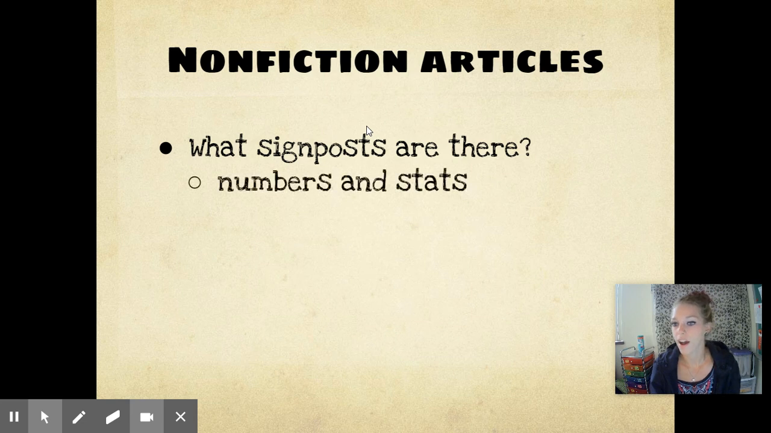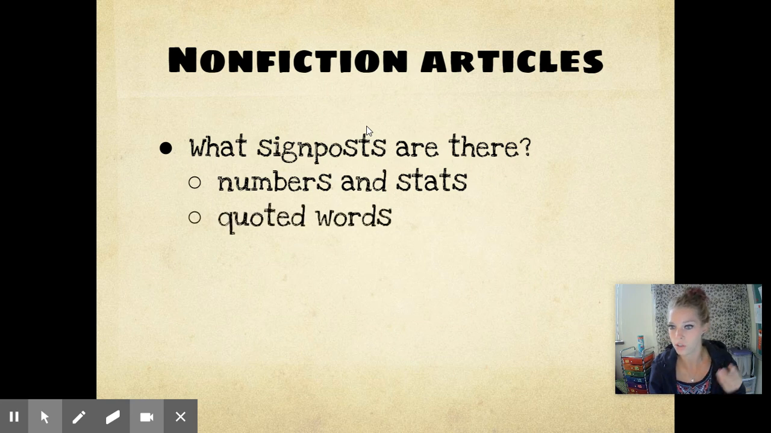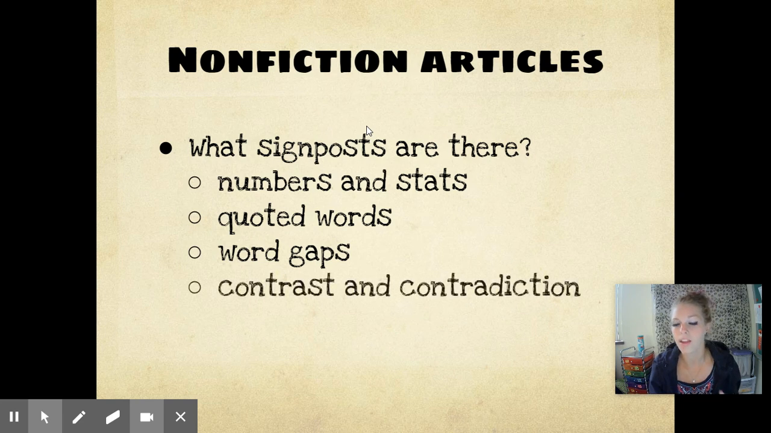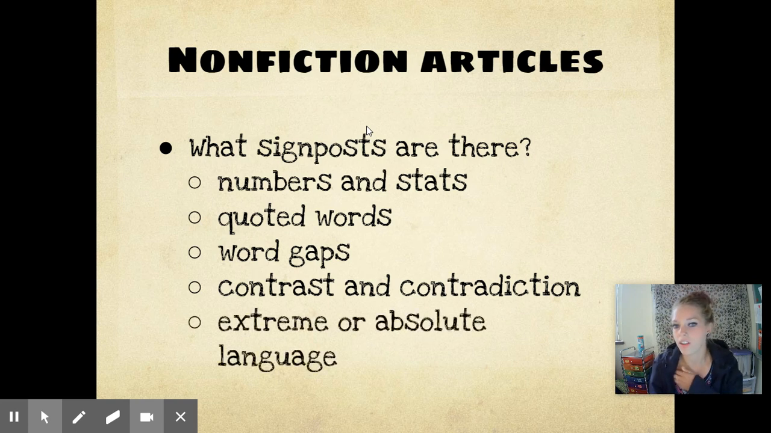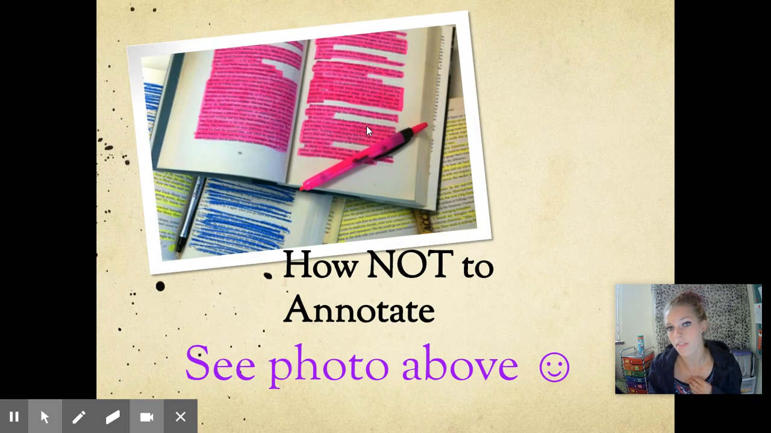So we talked about these 5 signposts. So the signposts and annotation go hand in hand. More so this quarter, we're going to annotate with nonfiction, which is why I just taught you the nonfiction signposts. Remember, there's numbers and stats. There's quoted words, so you're using a quote from somebody else. Word gaps are those big words or words you may not know. Contrast and contradiction, you're contradicting something that you know versus maybe what the author is saying. And then that extreme language is words like always or never that the author is using.